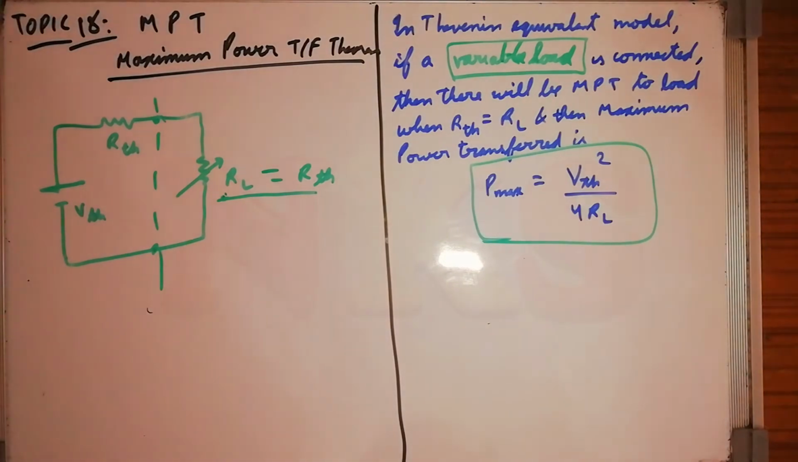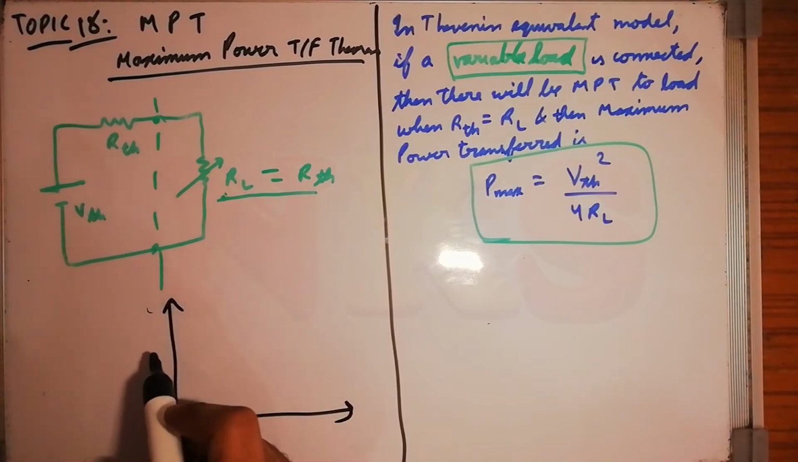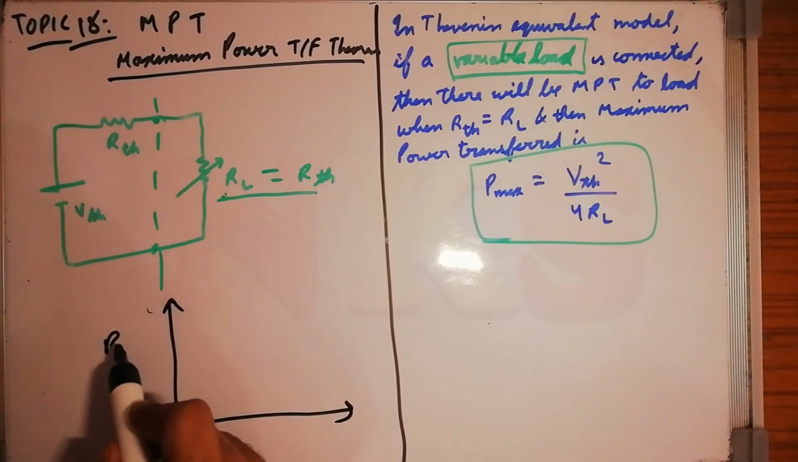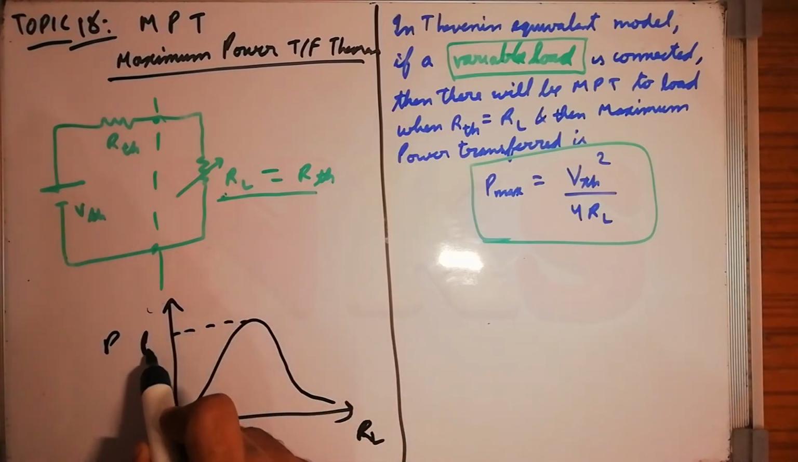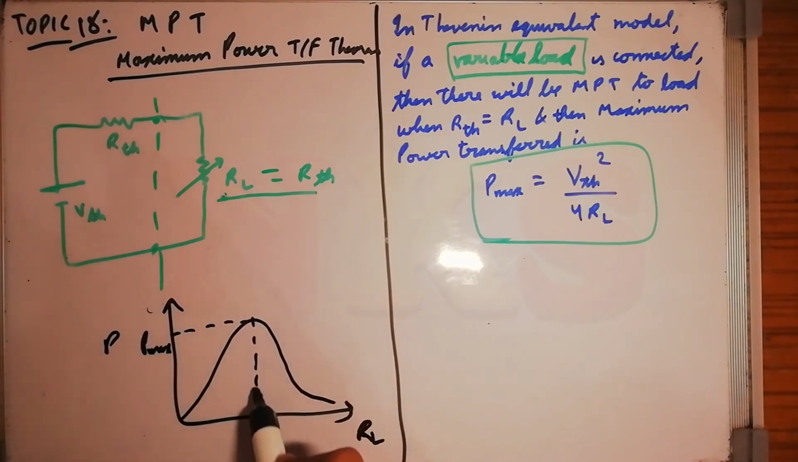You can easily derive this. Please see the derivation from books. It is unnecessarily time consuming. So I will draw the curve. This you should have in mind. This is P, this is RL, that is, the load resistance. So the curve moves like this. This will be P max, and P max will occur when RL is equal to RTH. So this is the curve.